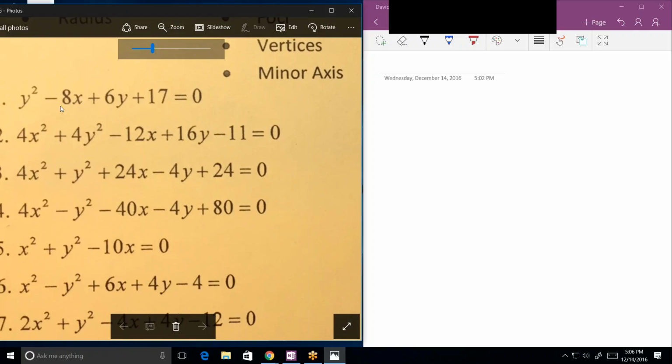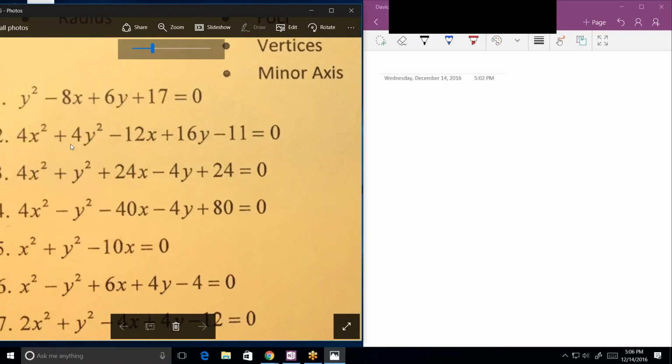Remember what the typical vertical parabola looks like. It's y equals x squared, right? This one is x equals y squared. So this has to be a horizontal one. Okay. Let's look at number two.